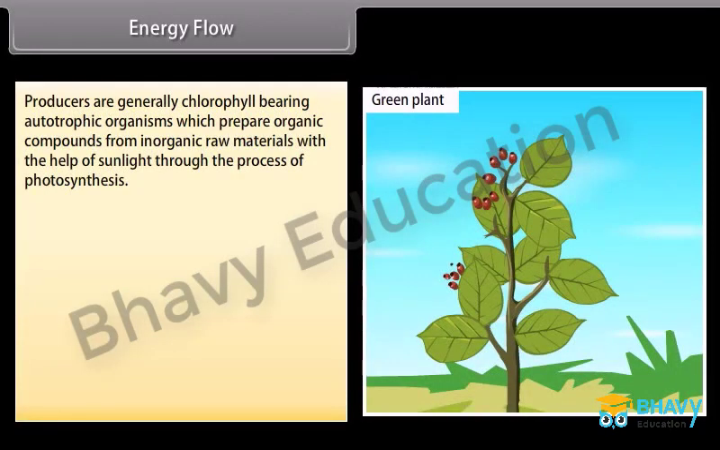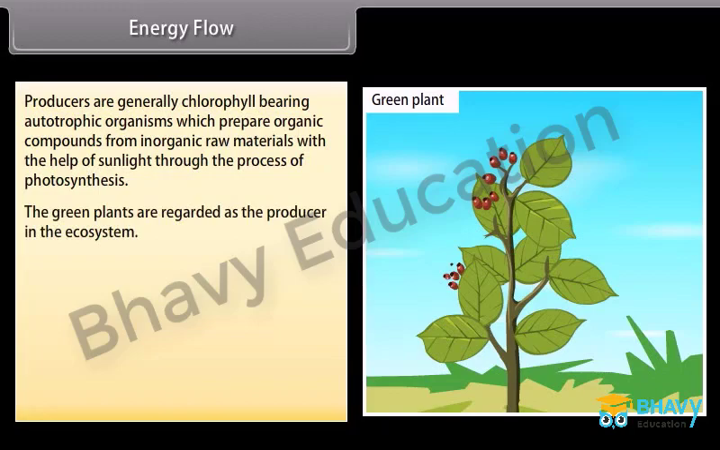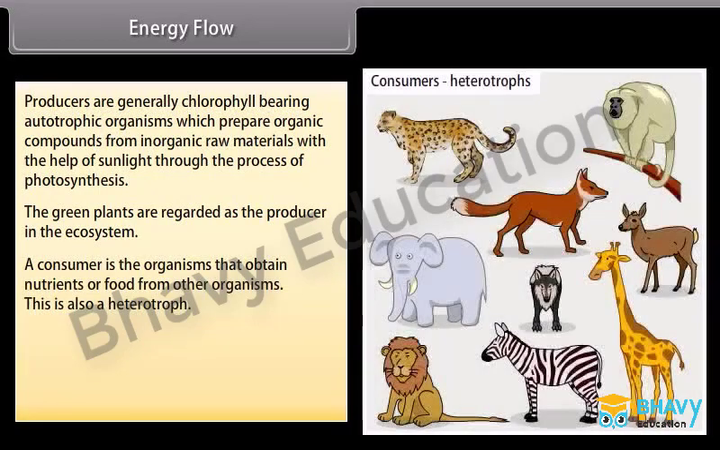Energy flow. Producers are generally chlorophyll-bearing autotrophic organisms which prepare organic compounds from inorganic raw materials with the help of sunlight through the process of photosynthesis. The green plants are regarded as the producer in the ecosystem. A consumer is the organisms that obtain nutrients or food from other organisms. This is also a heterotroph.